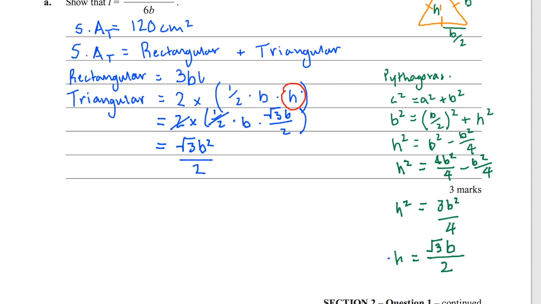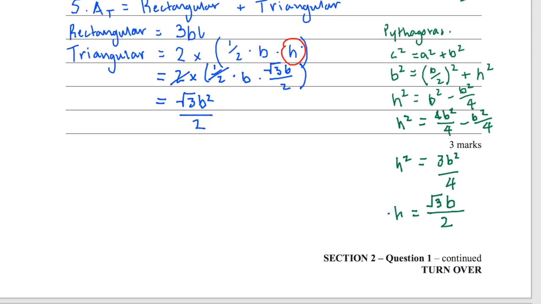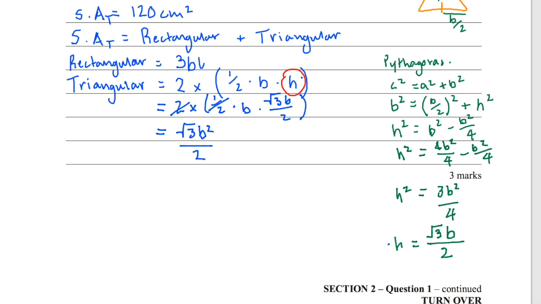Root 3b squared on 2. Good. And now all we need to do is add them together. And remember this piece of information here, that the total surface area is 120 centimeters squared. So if we do that, we know that the total surface area, 120 centimeters squared, on the left-hand side is equal to the rectangular part, which is 3bl, plus the triangular part, which is the square root of 3b squared on 2.